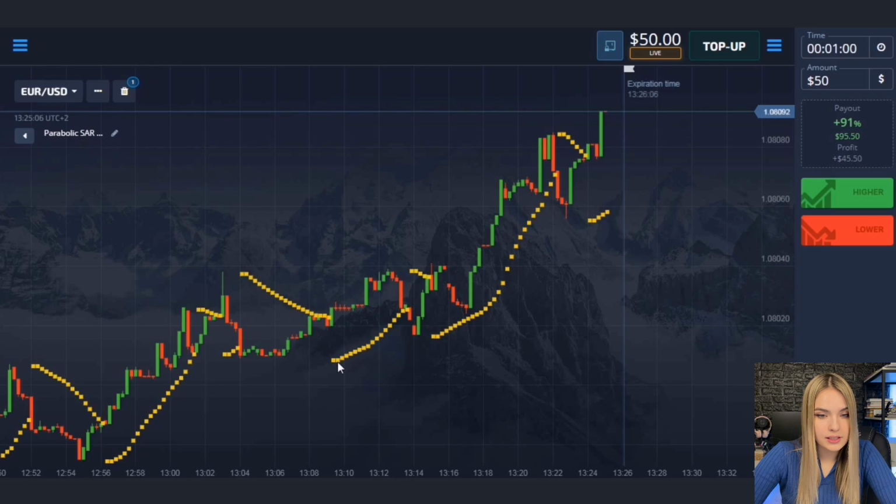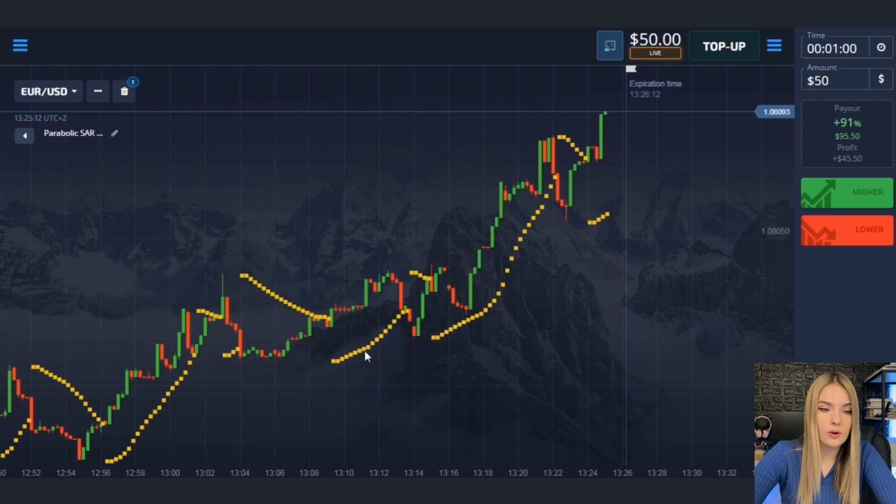You can also enter a deal when several points have already appeared. Also, when the points begin to appear with a large distance from each other, this also tells us that there is a good, confident and unidirectional movement.